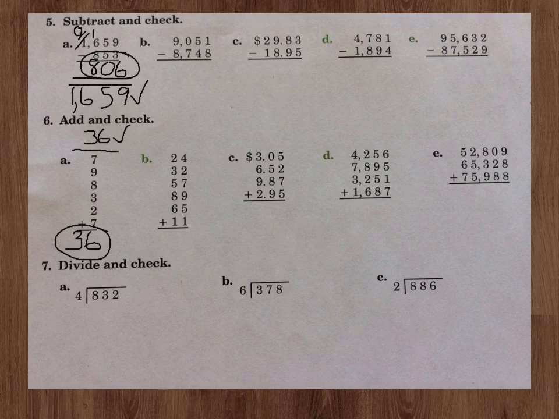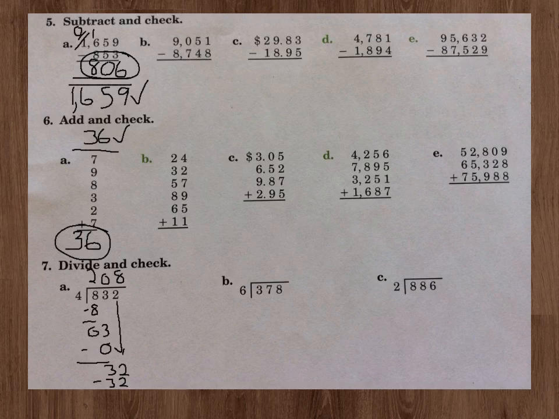Okay, for divide and check, 4 goes into 8 2 times. 2 times 4 is 8. Subtract, we get 0. Bring down the 3. 4 does not go into 3, so I'm going to put a 0. 4 times 0 is 0. Subtract, 3, bring down your 2. And 4 goes into 32 8 times. 4 times 8 is 32. Subtract. I ran out of room, but you need to have it on your page.